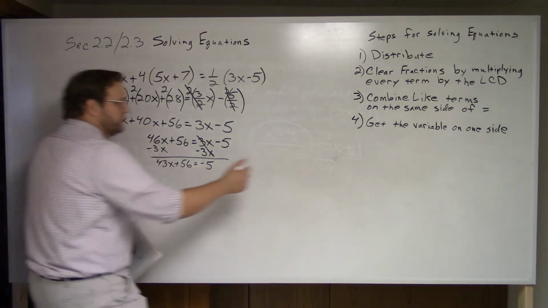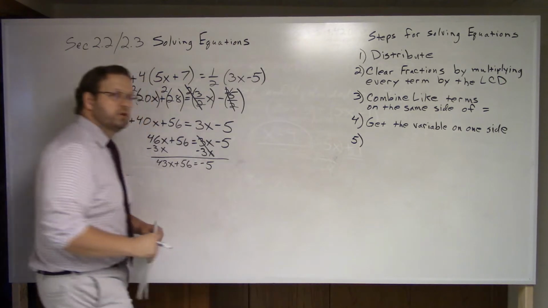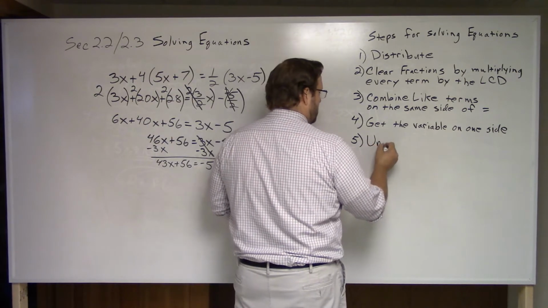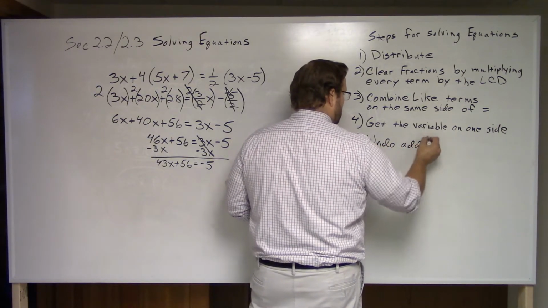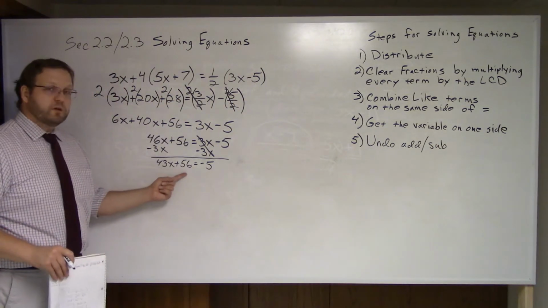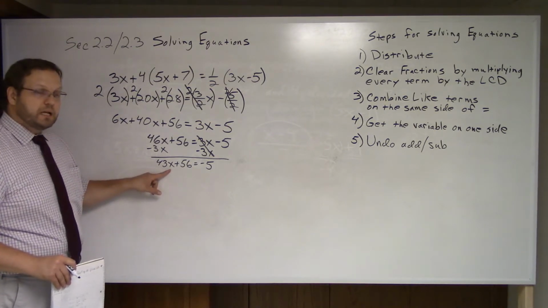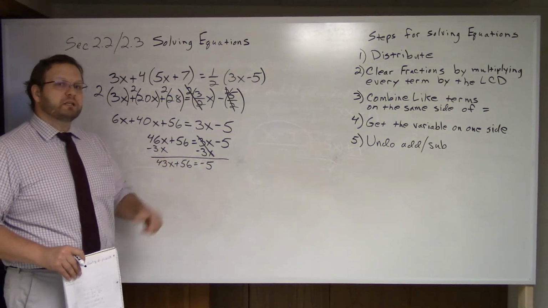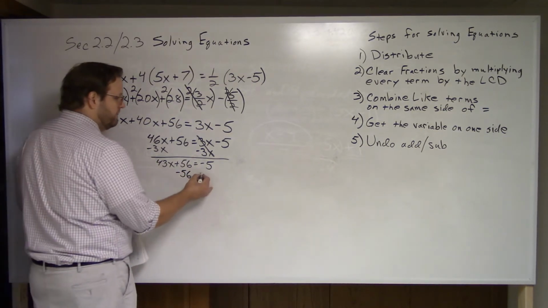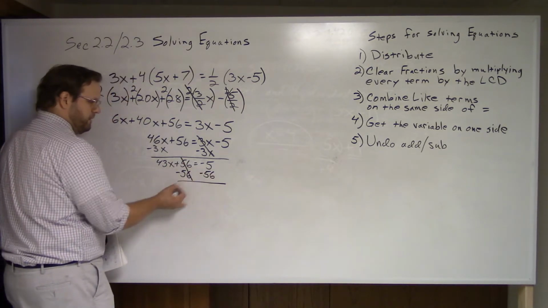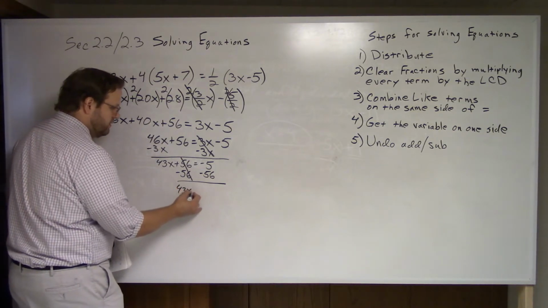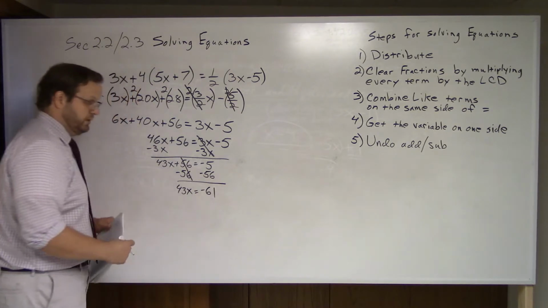Then, what I would do for step 5, you could say use the addition property of equality. I like to keep it simple. I just say undo addition and subtraction. Now what do I mean by that? I mean go to the side that the variable's on, and I've got 43 times x plus 56. Undo that plus 56. So I'm going to subtract that 56 away, but if I do it on the left, I do it on the right. 56 minus 56 is gone, it's nothing. So I have 43x equals negative 61.